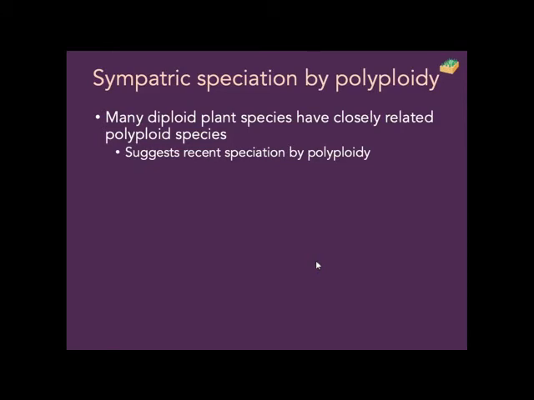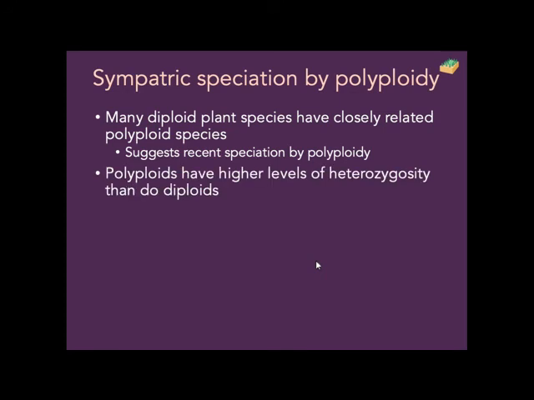All right, so if you think that this kind of weird polyploidy event is some weird freak thing that almost never happens, you're wrong. Many, many diploid plant species have closely related polyploid species. And so this suggests that there was some recent event in which the diploid species split and formed a new species by polyploidy.